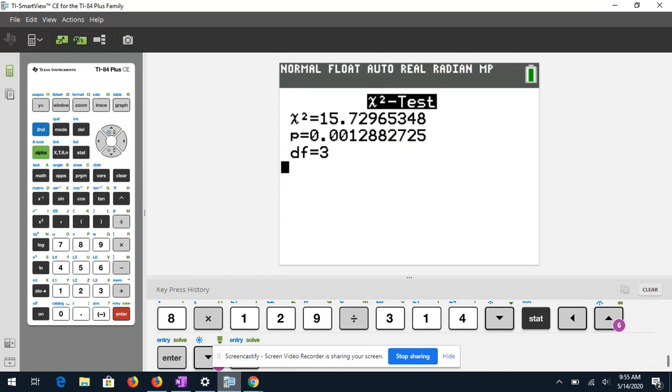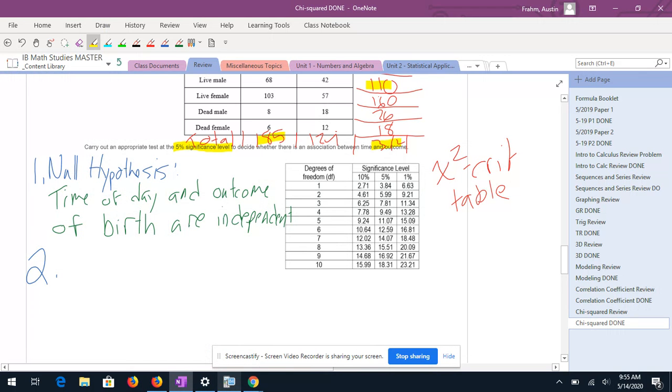Looking at my calculator, I'm going to write down the p-value to 3 sig figs, which would be 0.001. So my p-value equals 0.001. Then my last step, step 3, is to write a conclusion statement whether we are going to accept or reject our null hypothesis. You have to remember the rejection inequality.